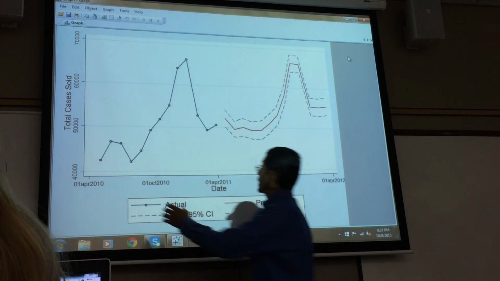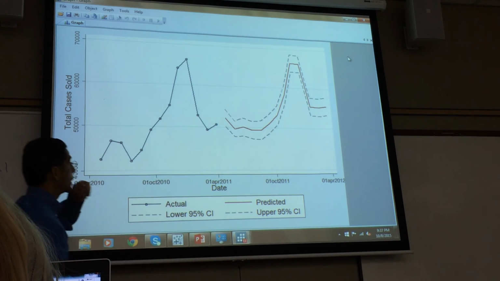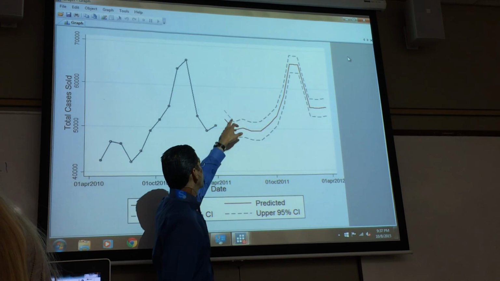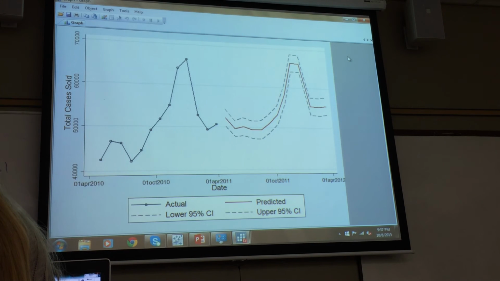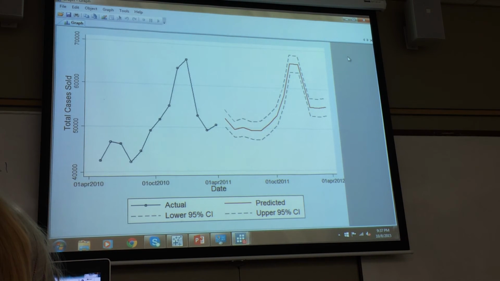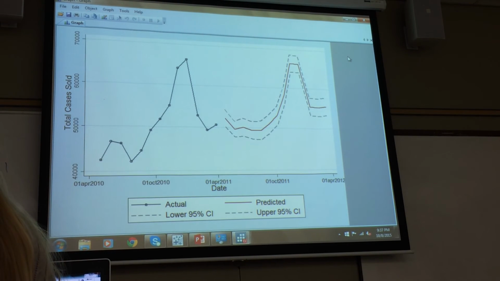So I left some actual data so we can see that it's following the trend. We skipped that period there, and you can see how the margin of error follows the trend as well as the seasonality. Why? Because our model includes a trend and the seasonality. That's it.